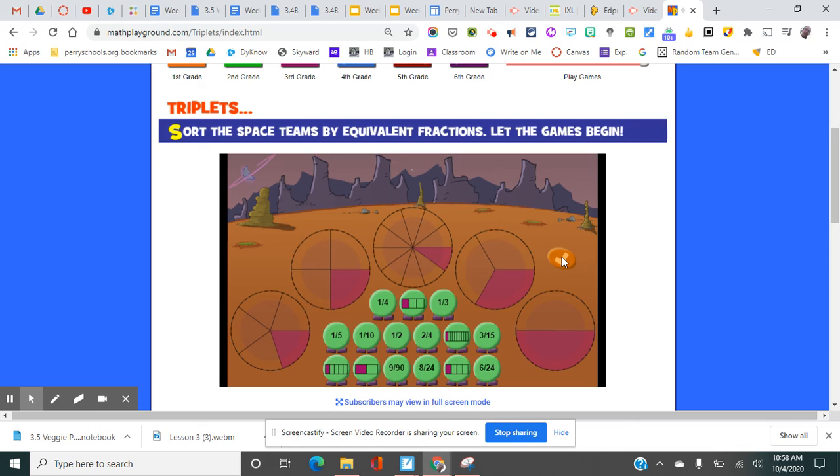Okay, so it's going to be a little different. The levels get more challenging as they go. It's your job today to work your way through the levels. Now, there's 8 levels. I don't know if you'll get all the way through all of them. You should work for at least 20 minutes or so, since this is what you're doing instead of a math journal page. There'll also be an additional video at the end that reviews what we've talked about and how we've learned about equivalent fractions.